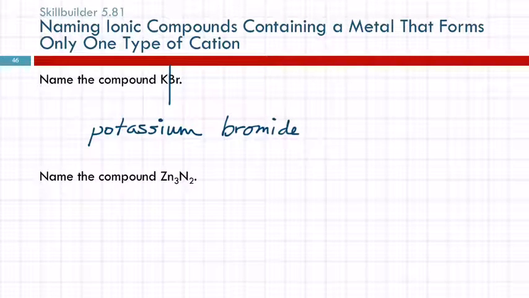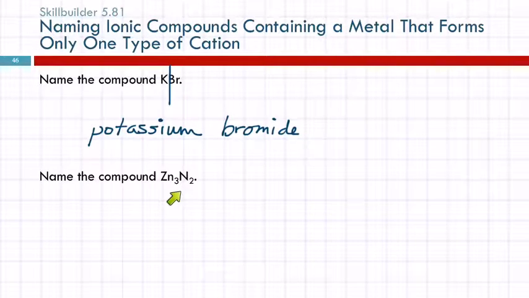Okay? Two bros. Most compounds have two words in their names, just like most people have two words in their names. But then there are some exceptions, like Marianne Jones is three names, right? Cher is one name. So water is like Cher, right? It's just a single word.